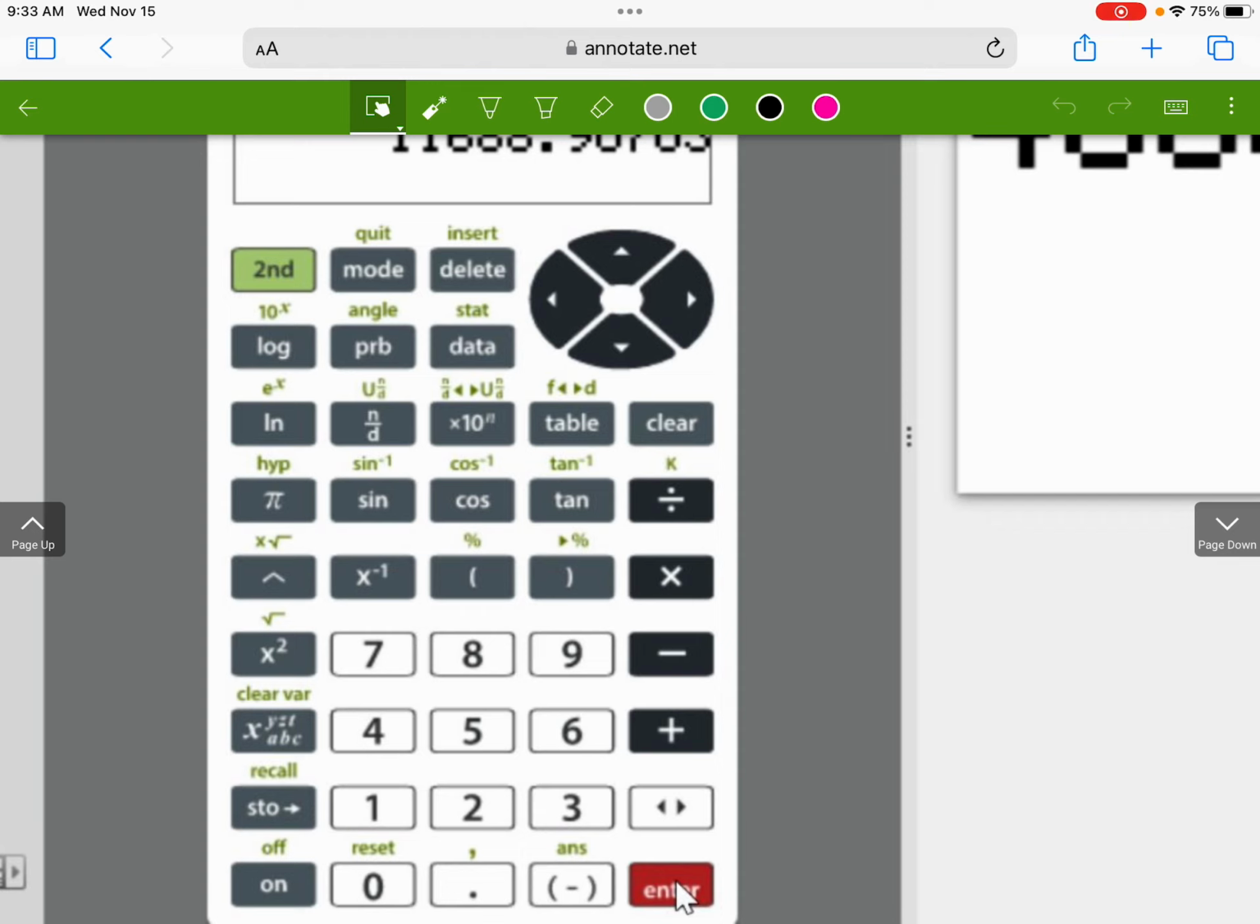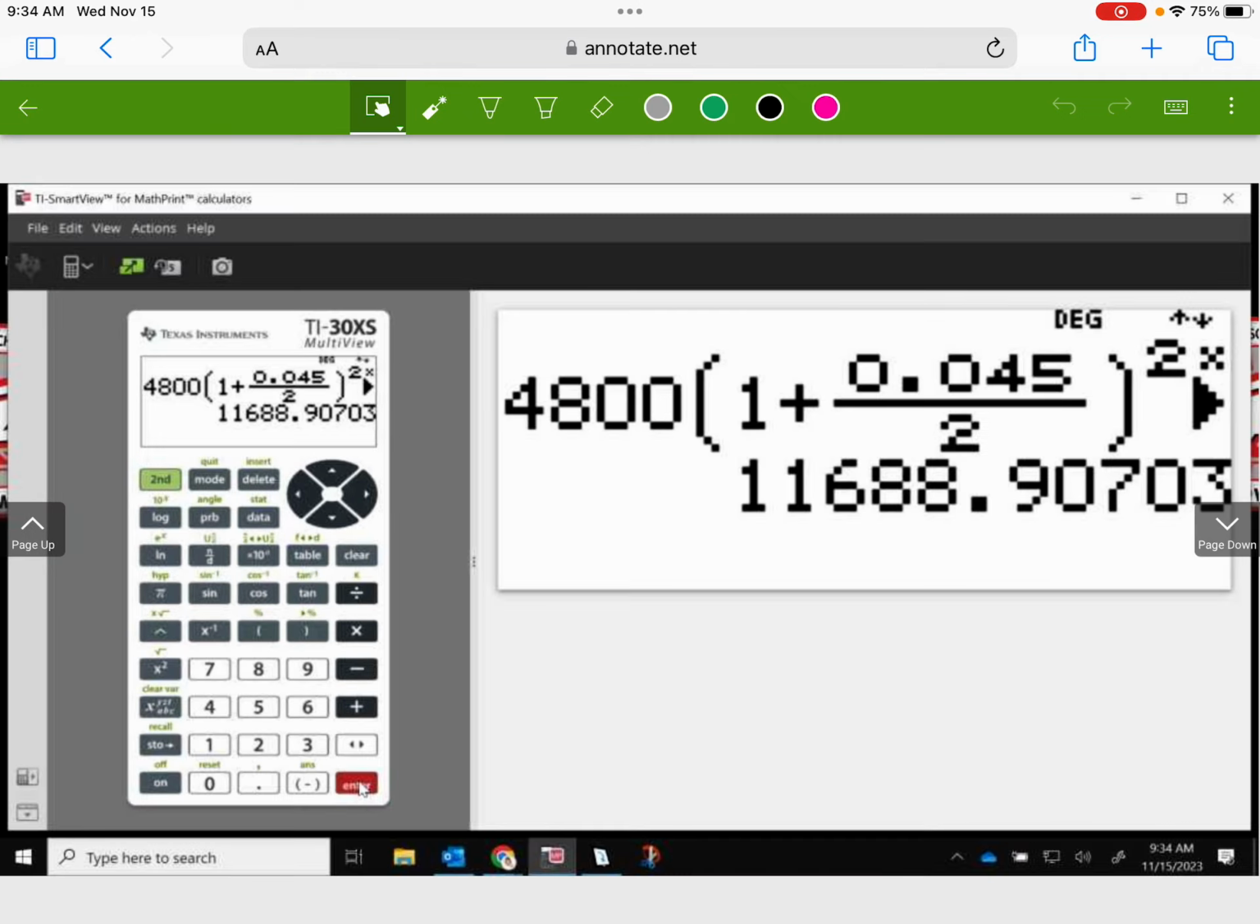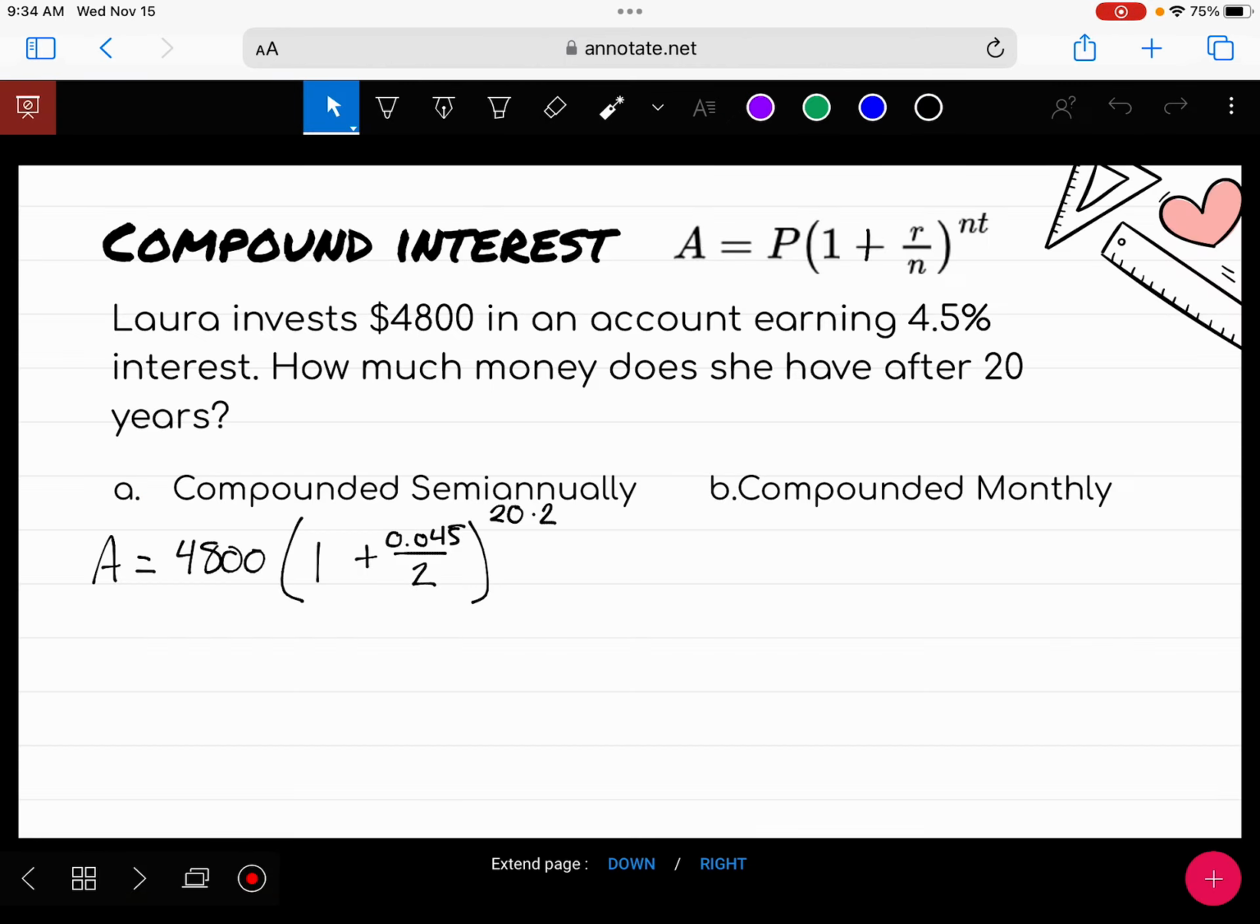So after 20 years, she has almost 12 grand. Start saving for retirement as soon as you get a job. Because she has less than $5,000, and in 20 years, she has almost 12. So $11,688.91.